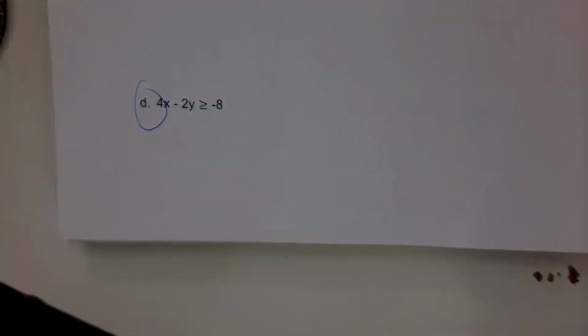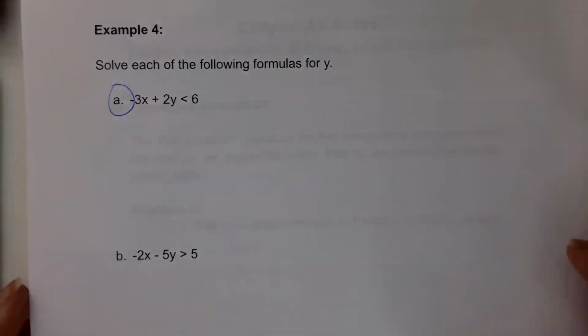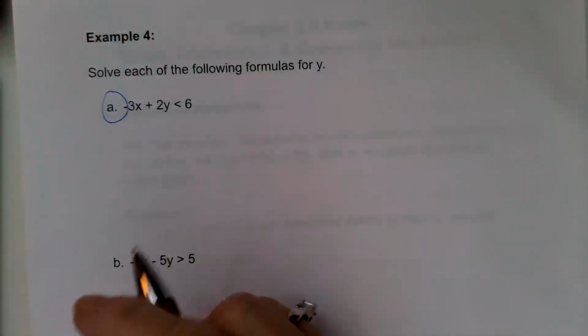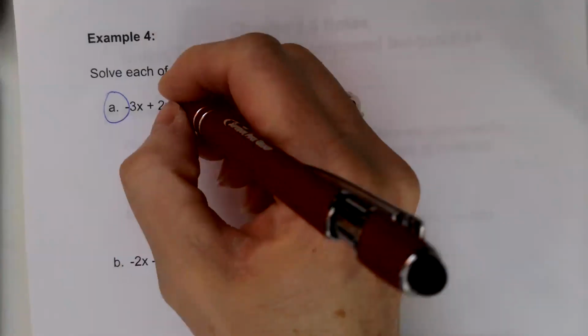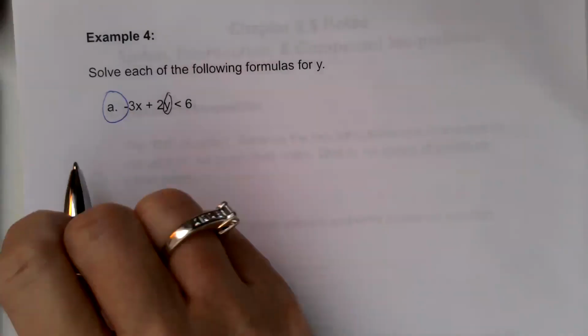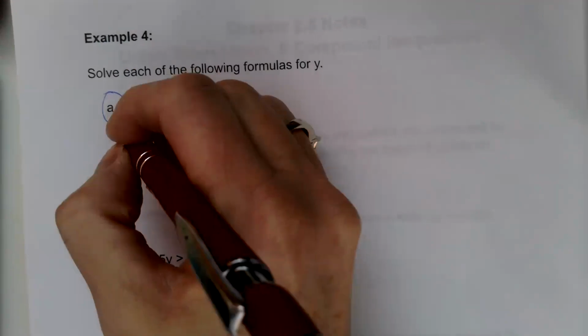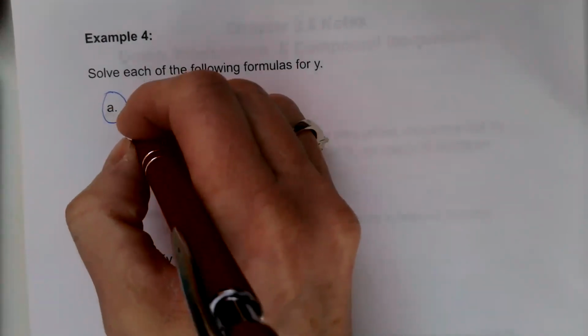Then example 4 is solving inequalities, but we're solving for a letter. So solving for formulas. So we did some sort of formula solving earlier in chapter 2. So we're going to circle the variable that we want to solve for. And we're going to move everything to the other side. So to do that, we're going to add 3 x's.